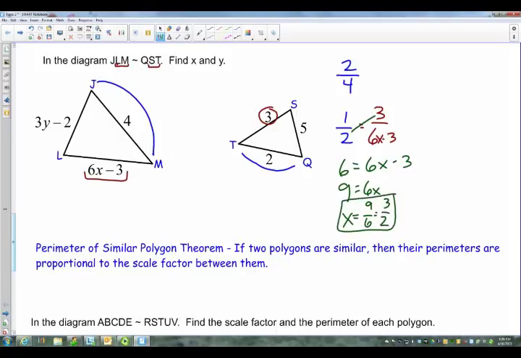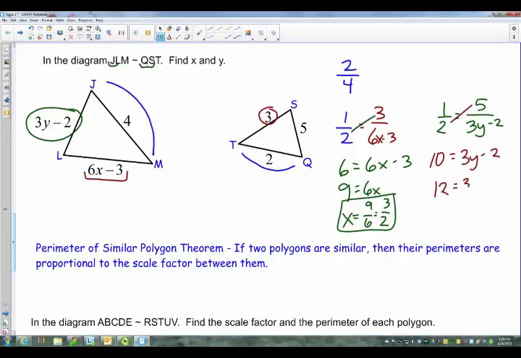There's your first answer. Now the second one, I'm going to use the exact same 1/2 scale factor. That leaves me with this 3y minus 2, which is LJ. Go back up here to our similarity statement. That's the first two, which means it's going to be similar with QS. So I've got QS, which goes in the numerator, of 5. JL is 3y minus 2, and solve from here. Again, we cross multiply, which gives you 10 equals 3y minus 2. Add 2 to both sides, so 12 equals 3y, and then divide by 3, and y equals 4, and there are your x and your y values.